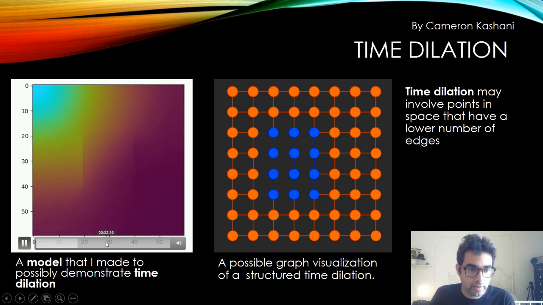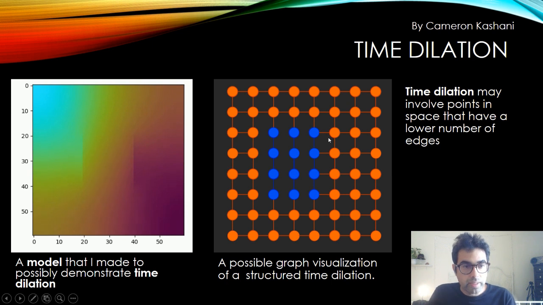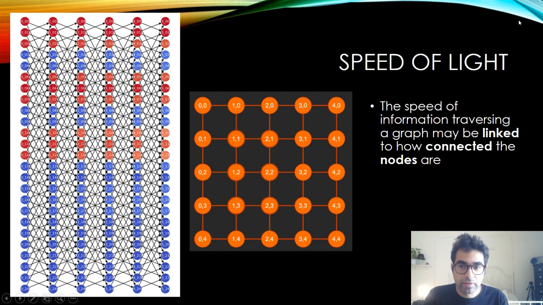So as you can see here, as we skip along, we kind of can see where the nodes aren't necessarily as connected, and I think time dilation may involve points in spaces that may have a lower number of edges and connections. So the speed of light, in terms of the speed of information traversing a graph, may be linked to how connected the nodes are.